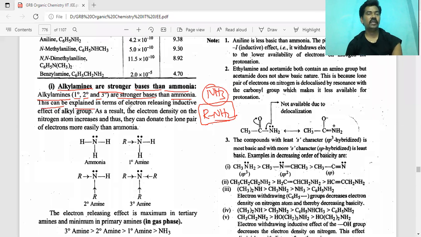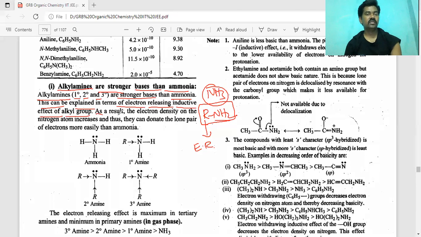This can be explained in terms of the electron releasing inductive effect of the alkyl group. The alkyl group is an electron releasing group, so it releases more electrons towards nitrogen. So nitrogen can donate more electrons, and basicity will be more. That is why alkyl amines are stronger bases than ammonia. In ammonia there is no alkyl group, so there is no electron releasing group. Nitrogen cannot donate as many electrons, so basicity will be very less.